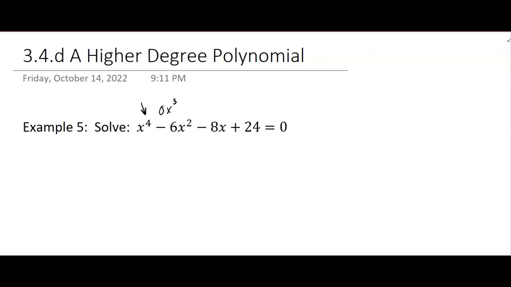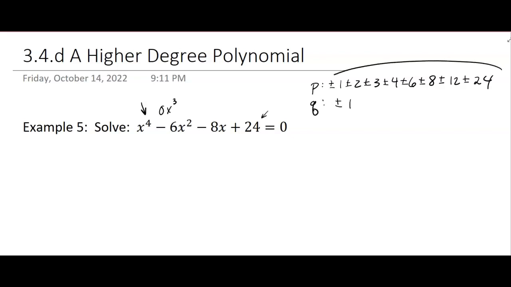Okay, now let's think about P and Q. The choices for P, that's 24. So plus or minus 1, plus or minus 2, plus or minus 3, plus or minus 4, plus or minus 6, plus or minus 8, plus or minus 12, and plus or minus 24. That is a lot of choices. Q, fortunately, is just plus or minus 1. So these are all our possible rational zeros.